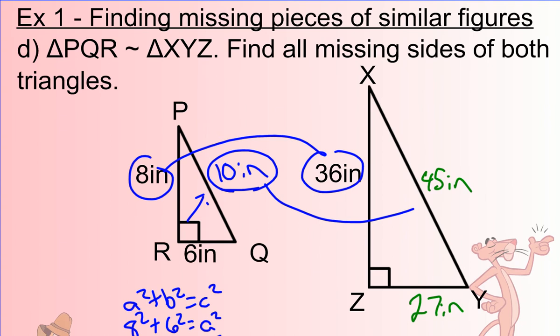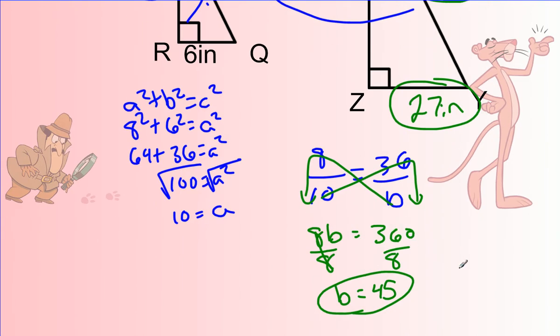And I think we've now answered the question. The question was to find all of the missing sides of both triangles. I now have every single side filled in. I found this 27 using proportions and similar figures. I found this 10 using the Pythagorean theorem, because this is a right triangle. And then I found the 45 using similar figures and proportions.